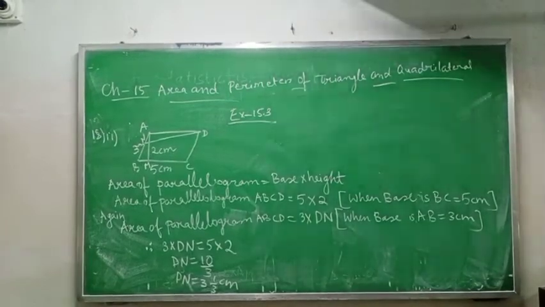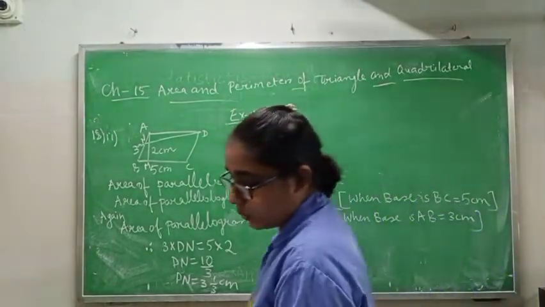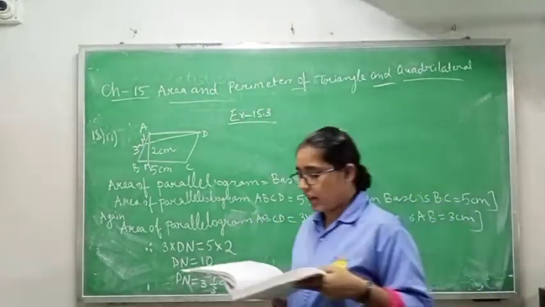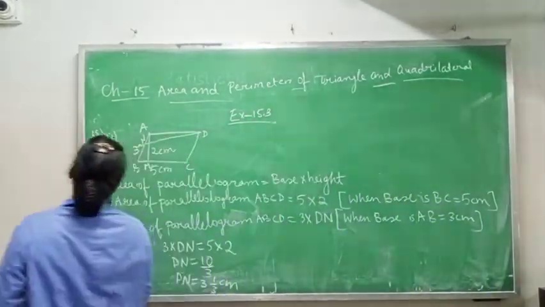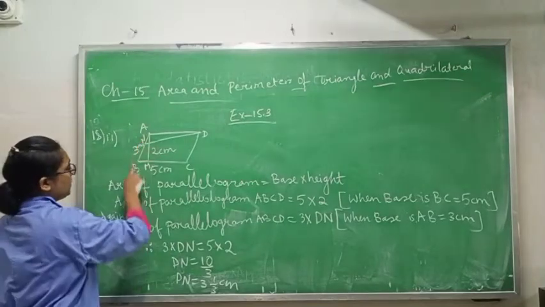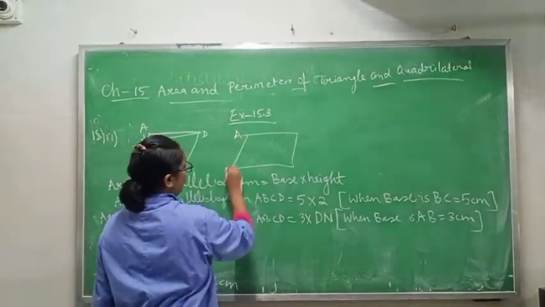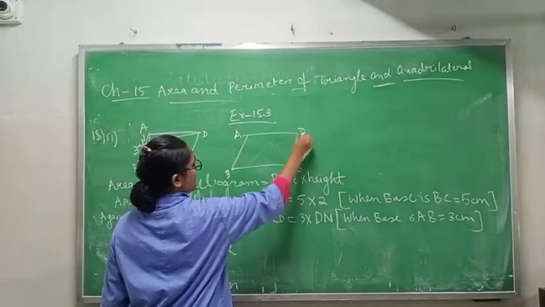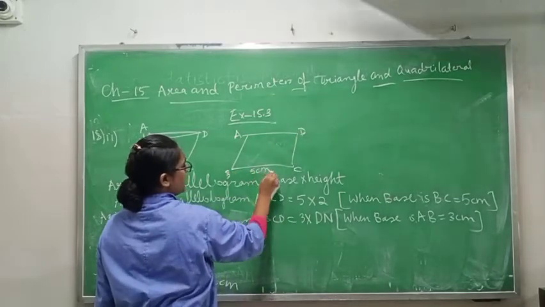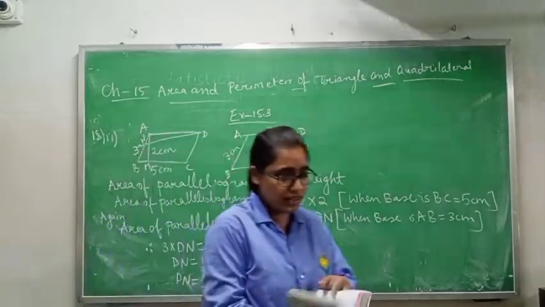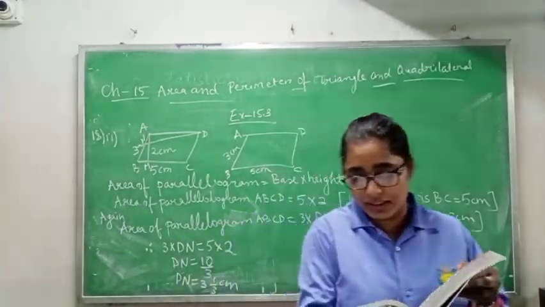Now class 9, see question number 18. Read the question carefully. The lengths of adjacent sides of a parallelogram are 5 cm and 3 cm. So ABCD is a parallelogram, and I am taking this one as 5 cm and this one as 3 cm. It is written that the adjacent side lengths are 5 cm and 3 cm.